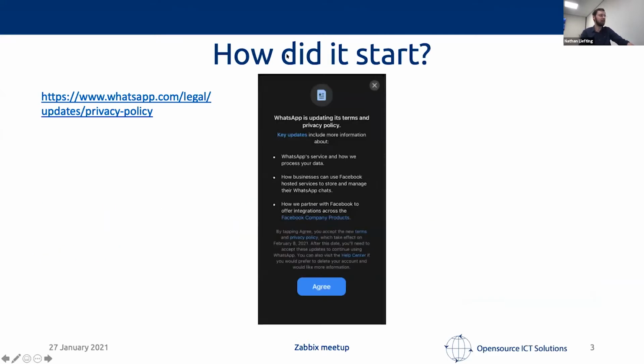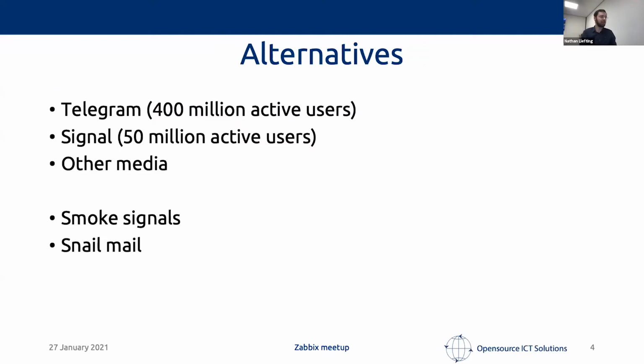So a little while back, I think we've all heard about it, WhatsApp updated their privacy policy. And this made sure that a lot of people started looking for a different product for their messaging needs. Some of these products are Telegram. Another one is Signal.